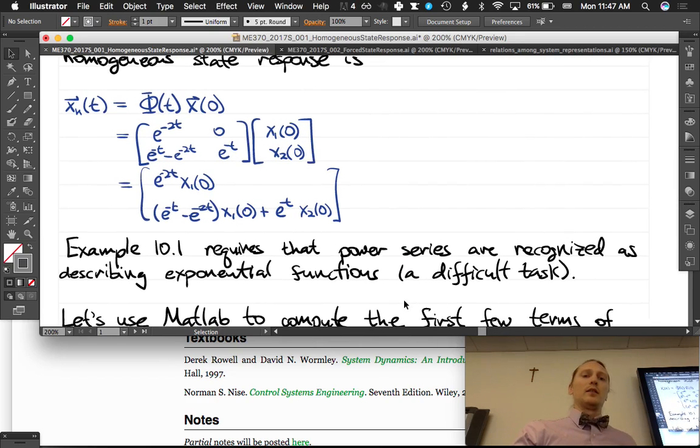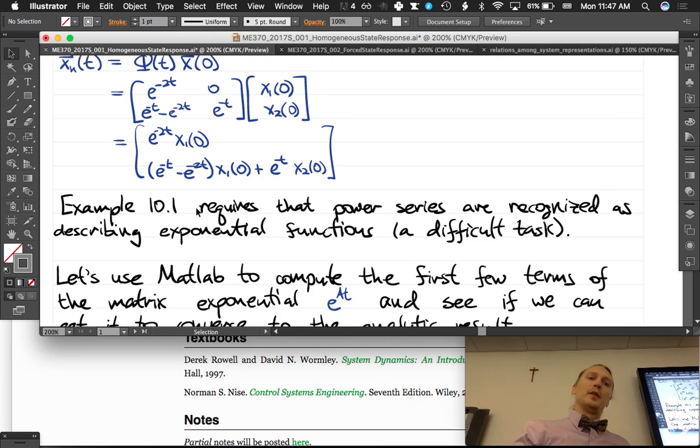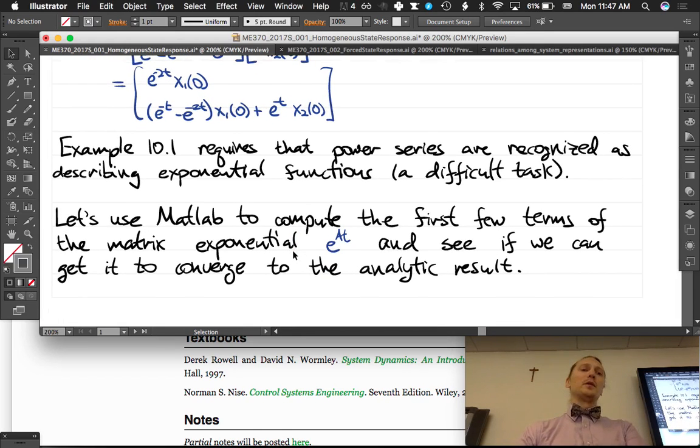Now, this example requires that the power series are recognized as describing exponential functions. And I think that's a difficult task to do. It's not impossible, but I think it would be kind of challenging. And I don't think it's super useful to do, because we don't usually compute the state transition matrix this way. Like I said, we're going to learn a better way to compute it soon. Friday or next week. We'll see.